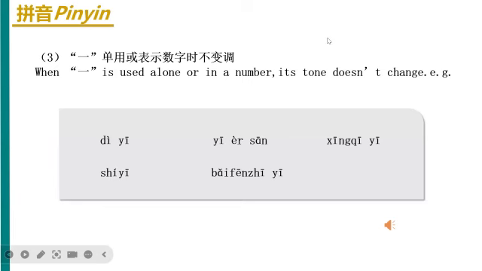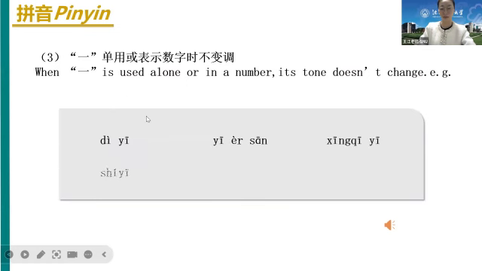When used alone or in a number, this Chinese character 一 is used alone, right? So when this Chinese character 一 is used alone or in a number, its tone doesn't change. So we just read its original tone.